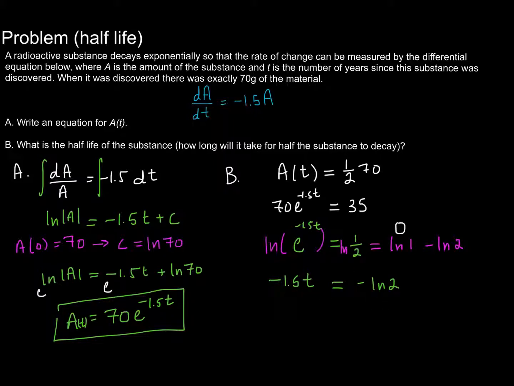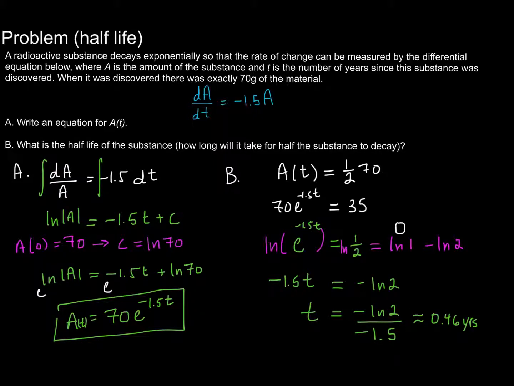And now I'm going to divide on both sides by negative 1.5. And doing so allows us to solve for the half-life, the time it will take for half of our substance to decay, which is going to be negative natural log of 2 over negative 1.5, which is approximately 0.46 years, about half a year. Now the piece that you really want to tune into is this right here.